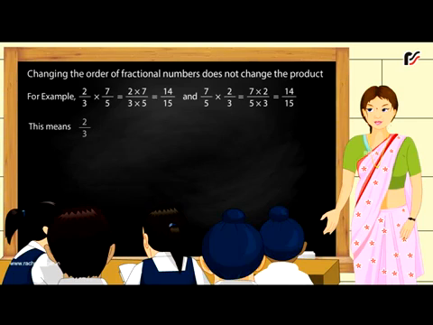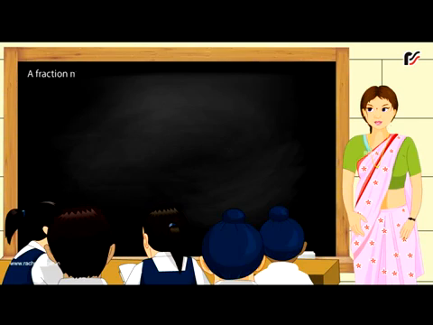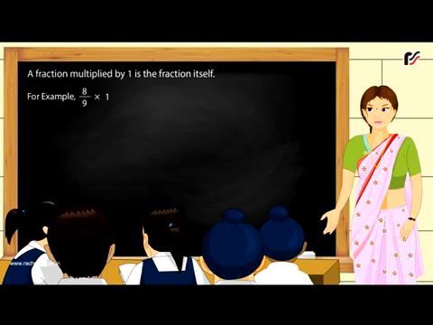This means 2/3 multiplied by 7/5 is equal to 7/5 multiplied by 2/3. A fraction multiplied by 1 is the fraction itself. For example, 8/9 multiplied by 1 is equal to the product of 8 and 1 divided by the product of 9 and 1, which is equal to 8/9.